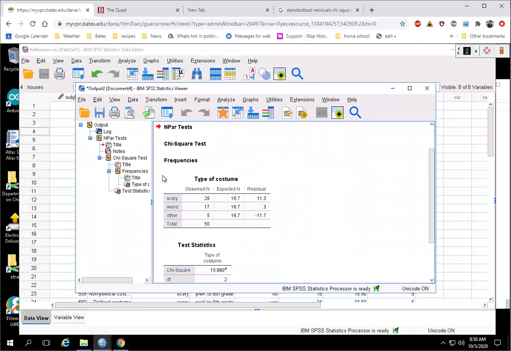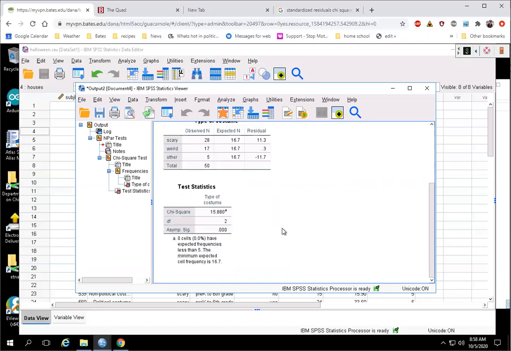And then here's our outcome. Our first table shows us the descriptives. We see for each of these three categories how many people actually are sorted into these categories. Here's the expected value. If we had a truly equal distribution, we'd have 16.7 people in each of these three categories of our 50 individuals. And then here is the result of our hypothesis test. This is our chi-square obtained, 15.88 with degrees of freedom 2. And this sig value, this p-value, is very small, showing us that this is significant.